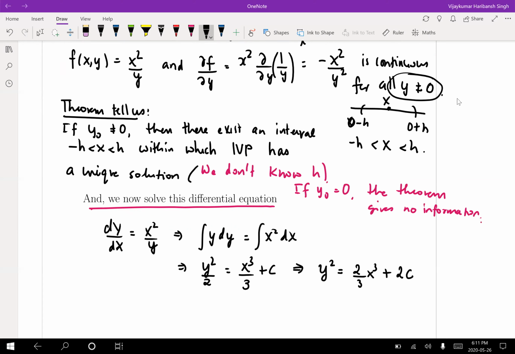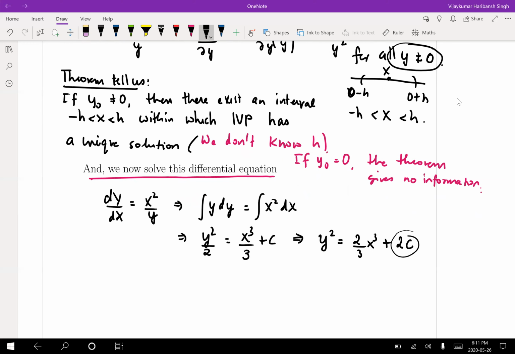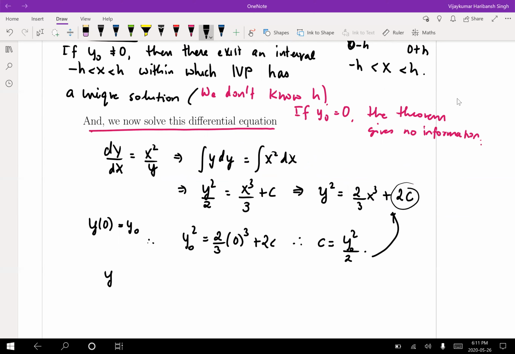Now I need to find out what this constant of integration is. For that, notice that y of 0 is y naught. So when I put 0, I get y naught squared equals 2 by 3 times 0 cubed plus 2c. So therefore, c equals y naught squared by 2. I plug this back into this equation.